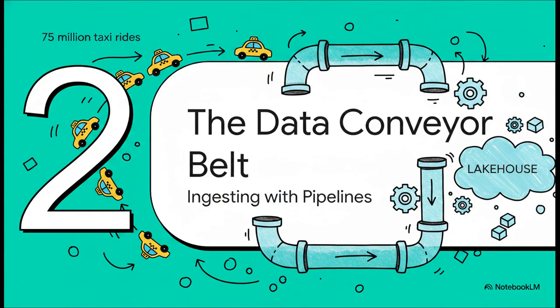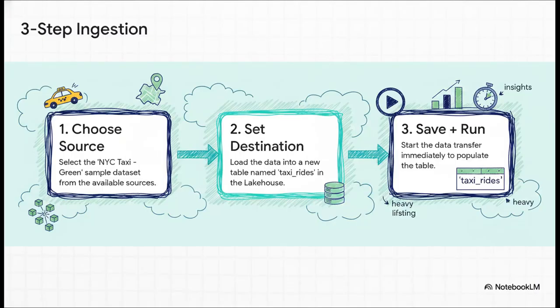So the big question is, how do we get our 75 million taxi rides into this awesome workshop? Well, we use something called a pipeline. You can think of it like a smart conveyor belt that just automates the whole process of getting data from its source right into our lakehouse. And the process itself is a really simple, guided three-step journey. First, we choose our source, in this case, the NYC Taxi sample data. Second, we set the destination. We'll point it to a brand new table inside our lakehouse. And third, you just hit run and let the pipeline do all the heavy lifting.